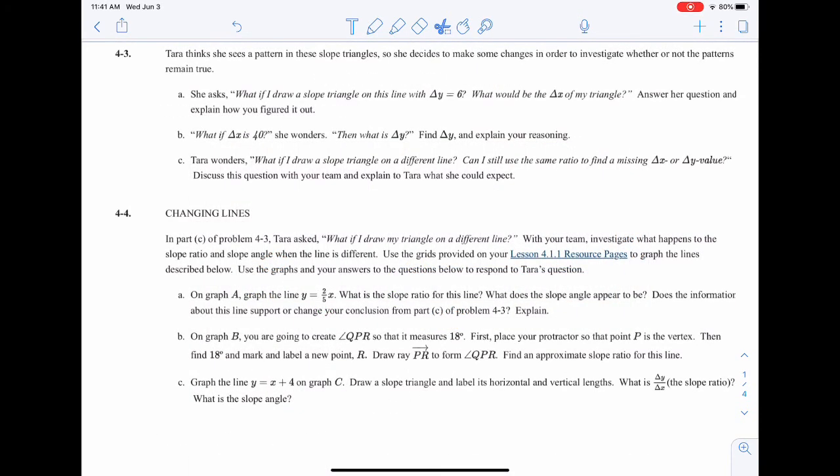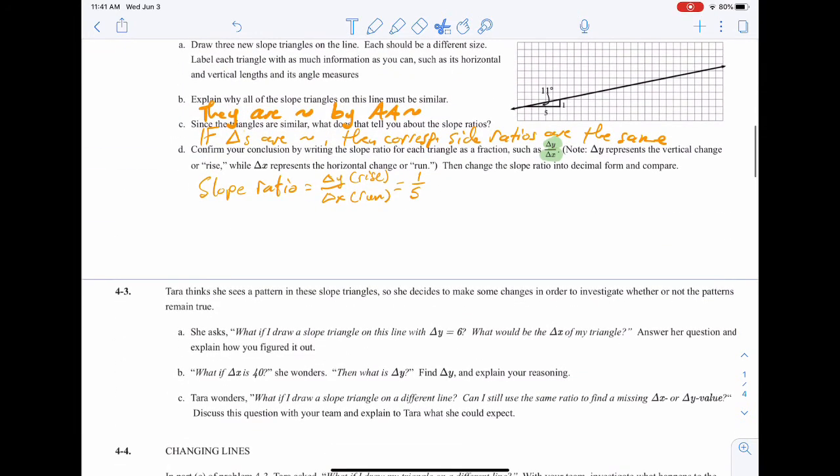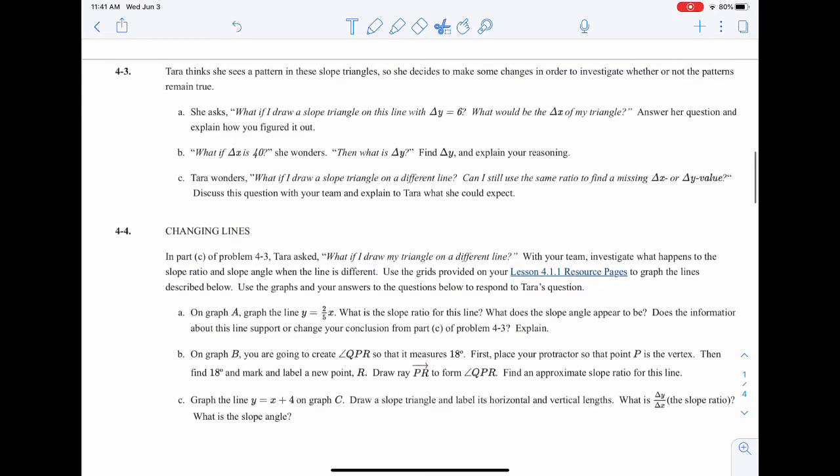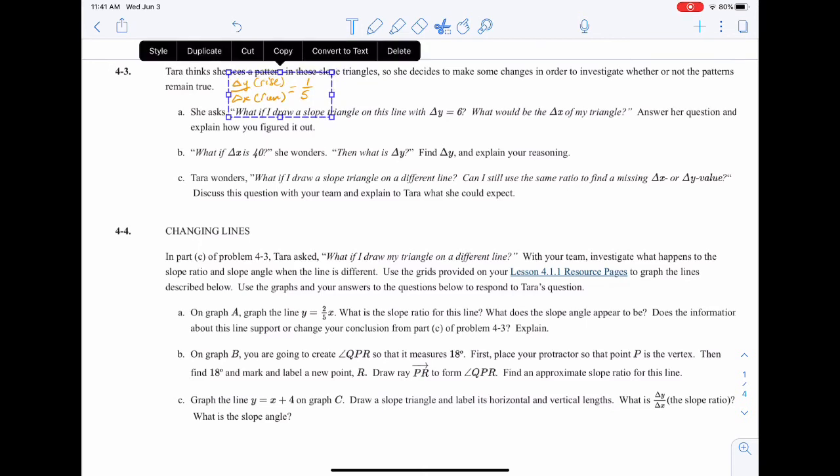On to problem 4-3. Tara thinks she sees a pattern in these slope triangles, so she decides to make some changes in order to investigate whether or not the patterns remain true. Which slope triangles are we referring to? Well, the one from the previous problem, 4-2. And so if we remember, our slope ratio is 1 over 5. And so we're dealing with the same slope ratio in this problem.